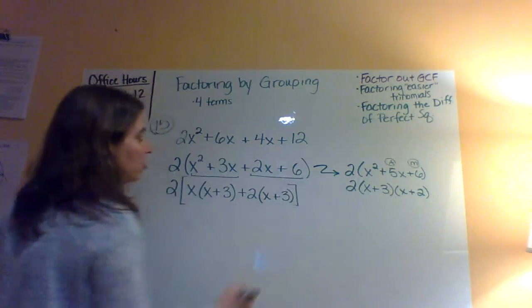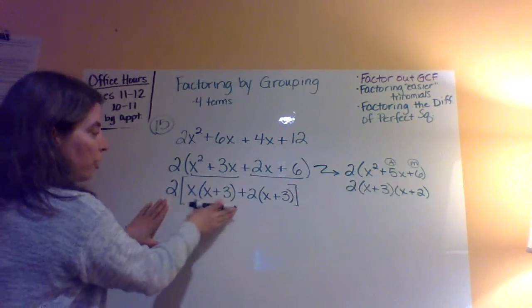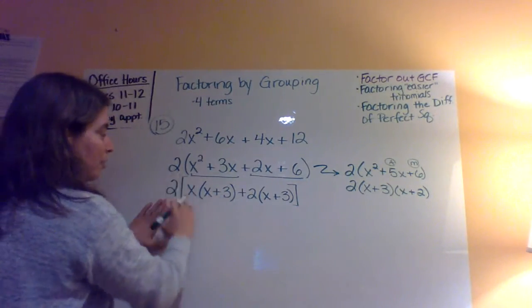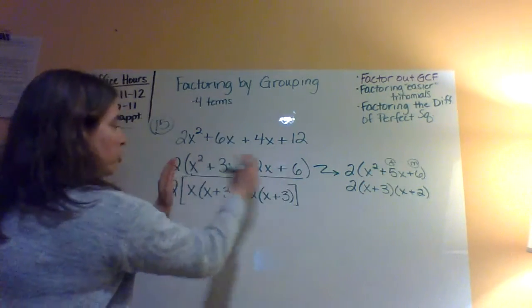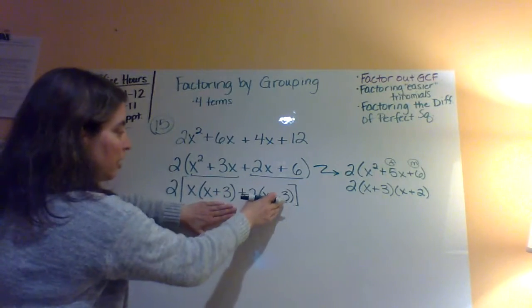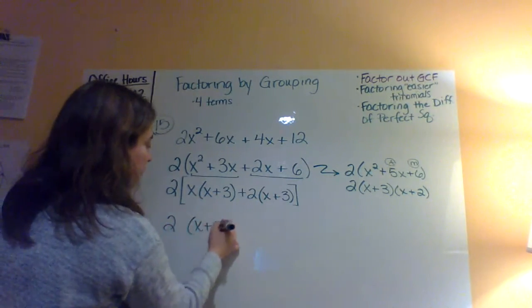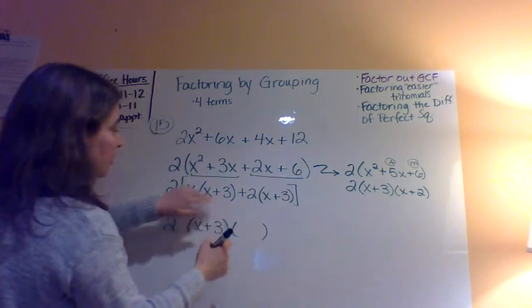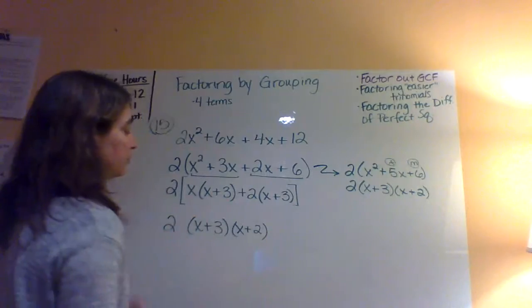I have this extra set of brackets around it because if I didn't have that, the 2 would only be multiplied by this. I have to put these brackets, or you can just put a second set of parentheses to show that the 2 is getting multiplied by all of this. If we look at this part now, these two have x plus 3 in common, and what's left is x plus 2.